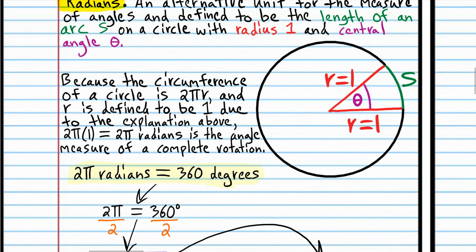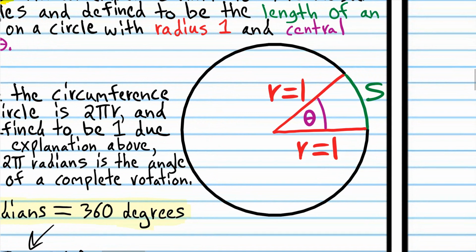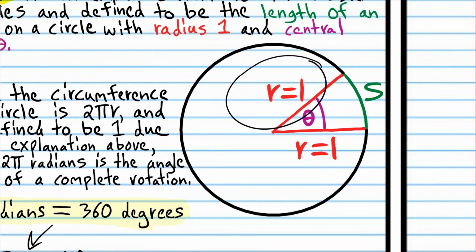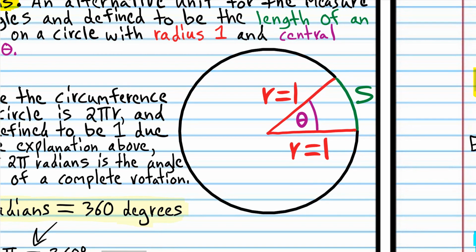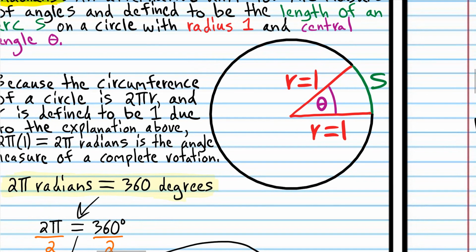Now, if you have a circle with a radius of 1 and a central angle theta, then radians are defined to be the length of the corresponding arc. So this angle measure would be defined to be whatever this arc length is. And so when you define radians, you always use a circle with a radius 1.